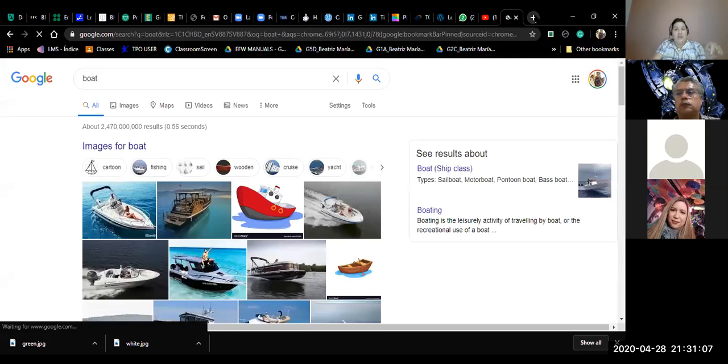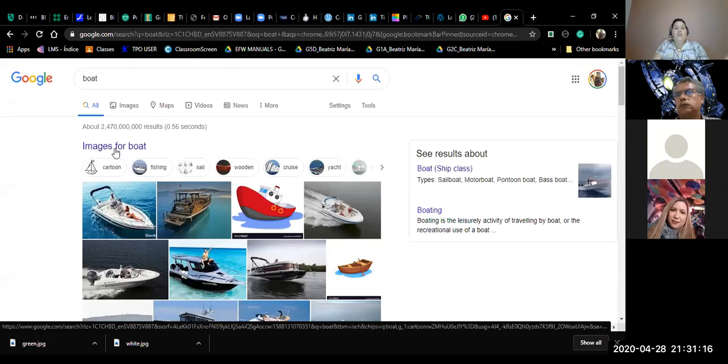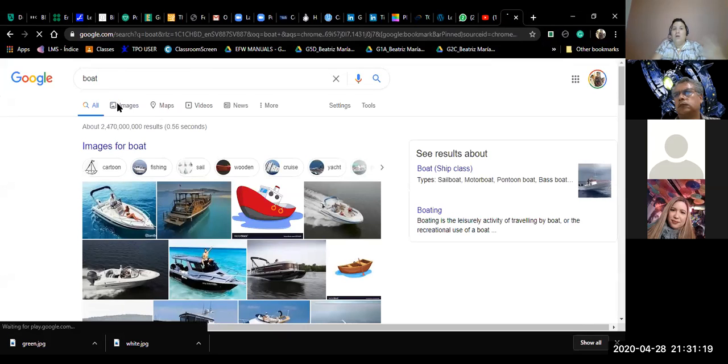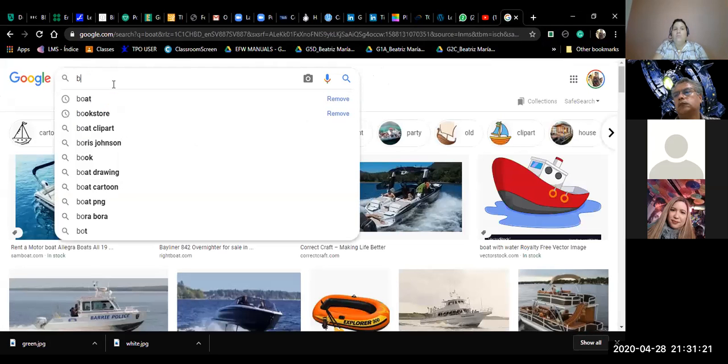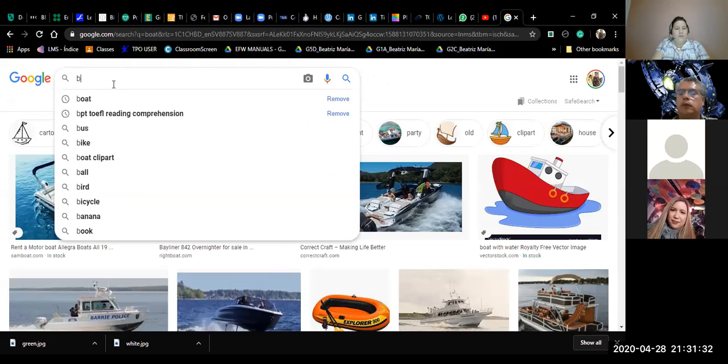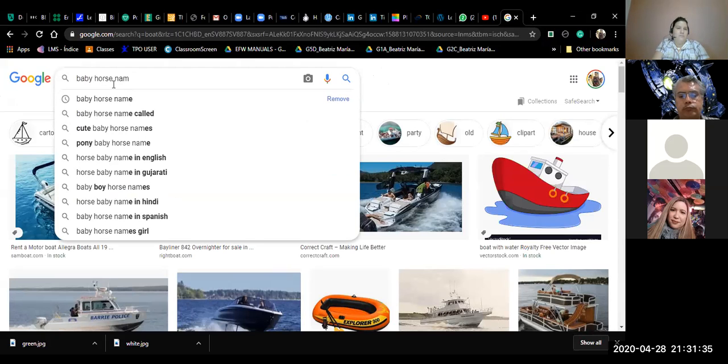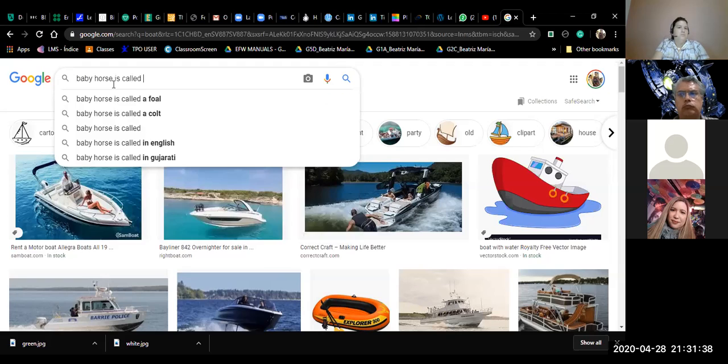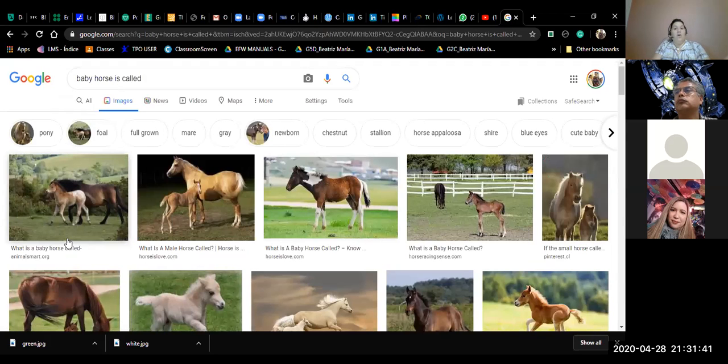Okay, so this is my suggestion from now on. Just type the word and look for the picture. We are very visual, so we go by images. So whenever you don't know the word, look for a picture. Or if you know the word but want to learn more. Now, what happens when I don't know the name of the word? Let's say you don't know how to say the name of a baby horse. You type, baby horse name. Oh, okay, it's called a foal. And that way you will get the meaning of what you're looking for.